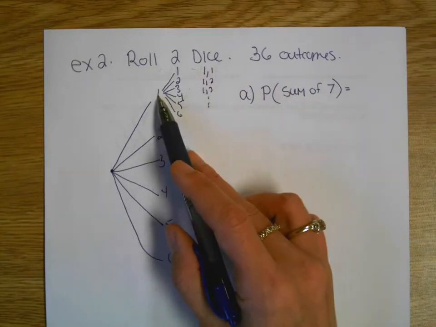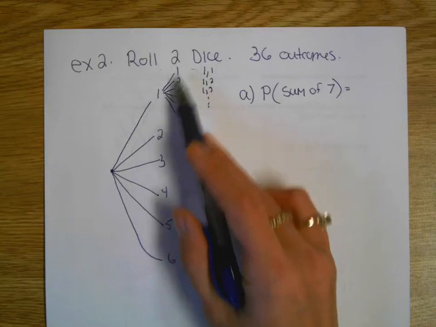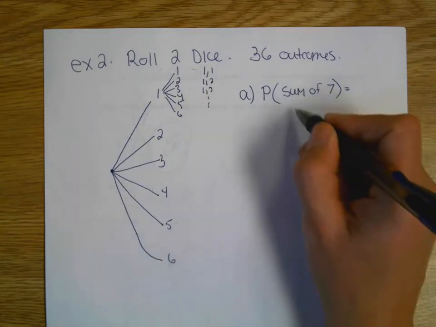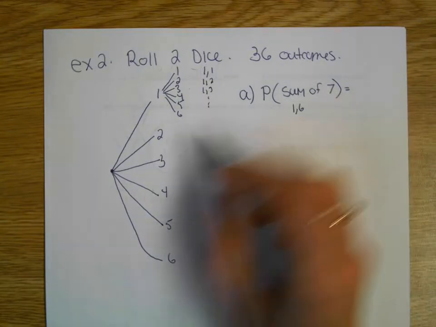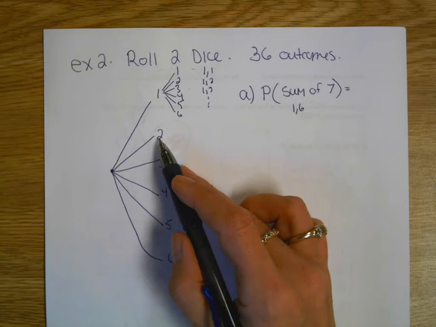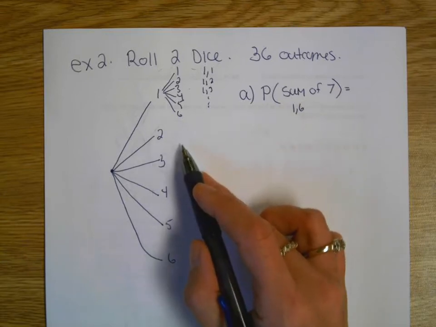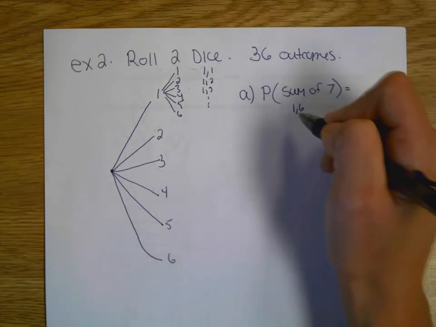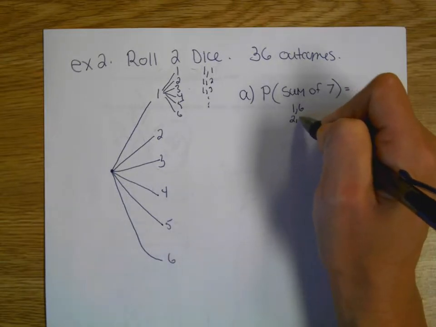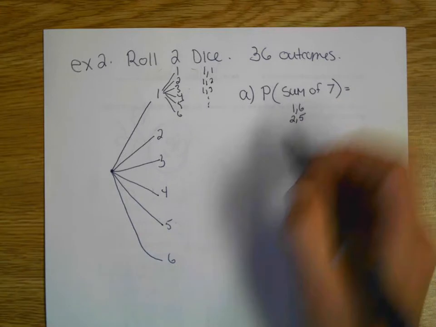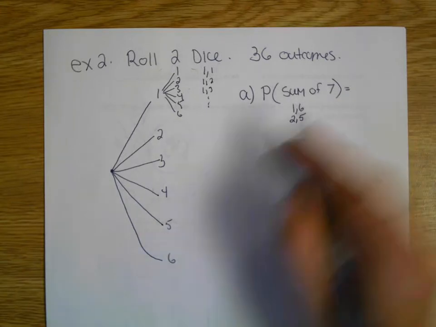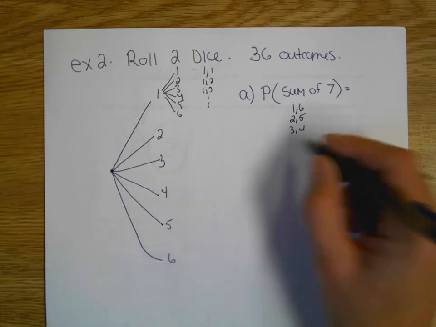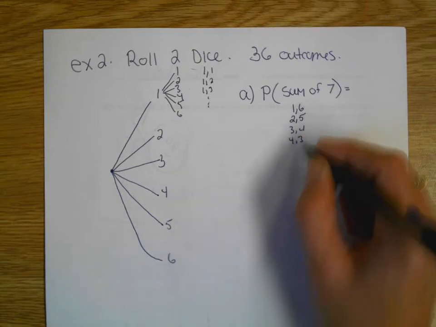I've got a 1 first. On this branch, if I'm counting, it's 1 and 6. I'm just going to go right down. Okay, now I'm on the second branch with a 2 first. Is there anything that makes 7? 2 and 5. Next, 3 and 4. The next branch, 4 and 3. The next branch.